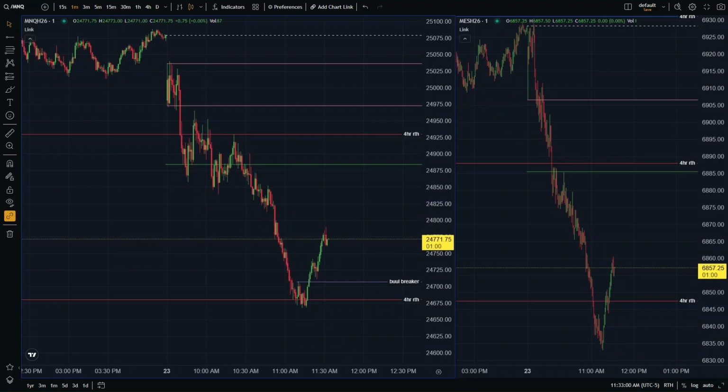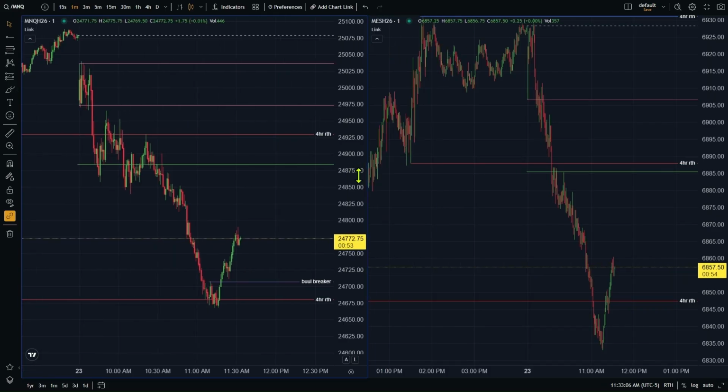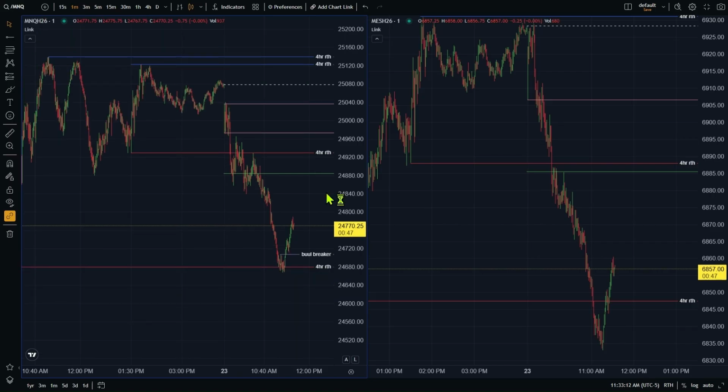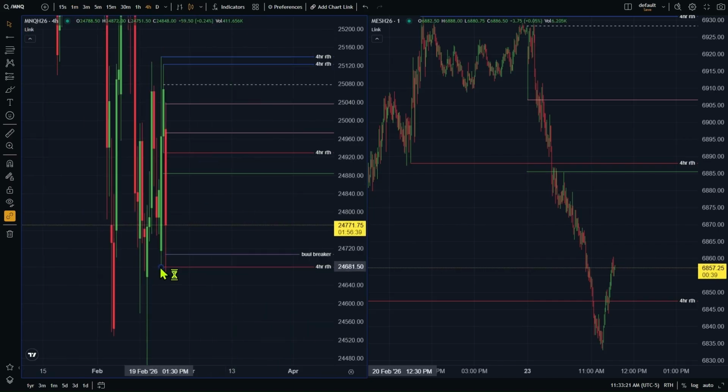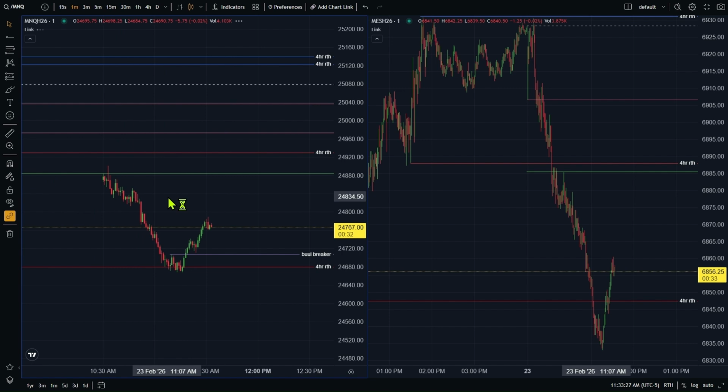Hey folks, I want to show you this little setup we got going on here. So we've come down, we passed this 4 hour regular trading hour low, and then we came all the way down here. Come on, show me some 4 hour. And we took out this regular trading hour 4 hour low. And we've got a valid breaker right here.